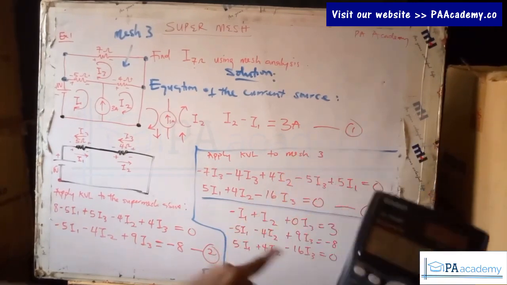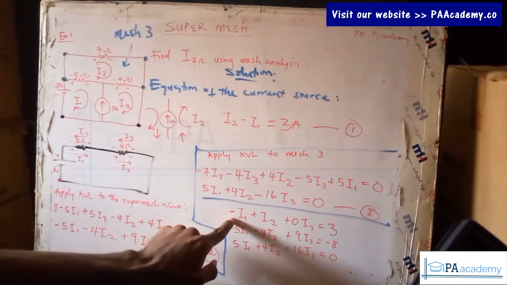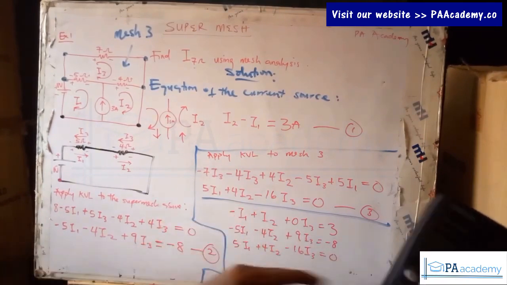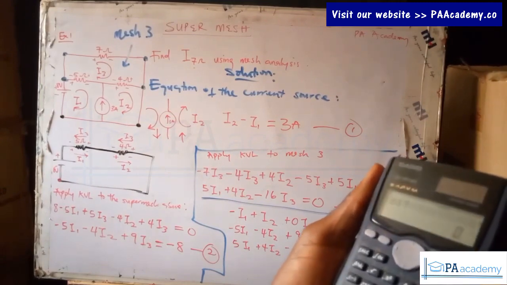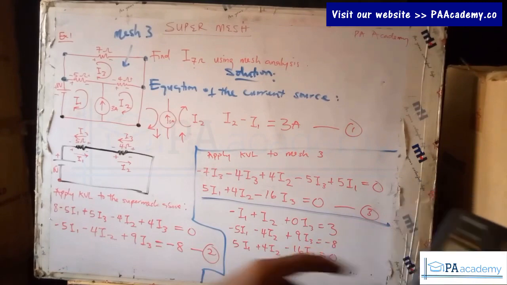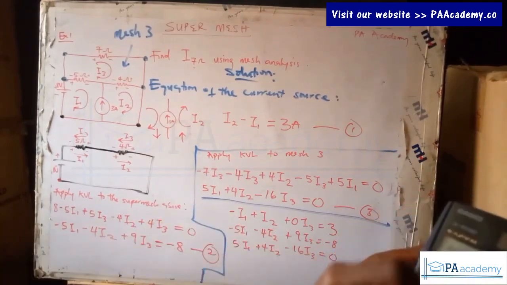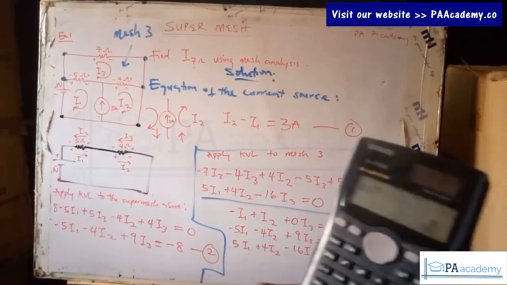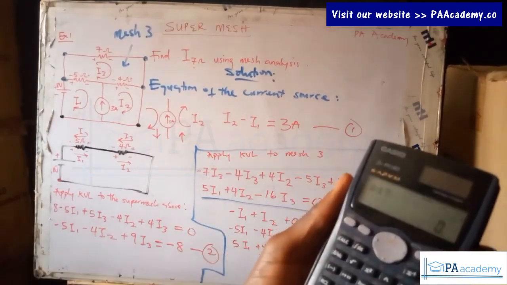Where we have A1, we are going to give it minus 1 because we are having minus I1. It's just like there's a 1 value here. Sorry, it's supposed to be minus 1 because we're having minus. So you can just go back. So that's minus 1. For I2, the value is plus 1.